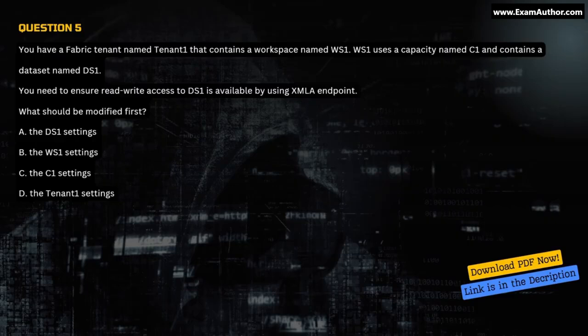Question 5. You have a Fabric tenant named Tenant1 that contains a workspace named WS1. WS1 uses a capacity named C1 and contains a dataset named DS1. You need to ensure read-write access to DS1 is available by using the XMLA endpoint. What should be modified first?